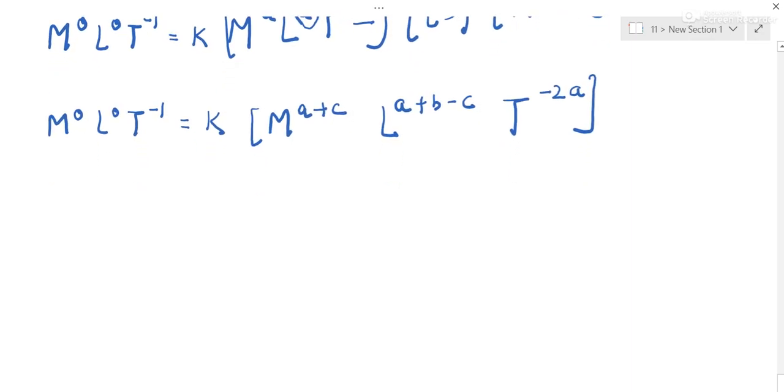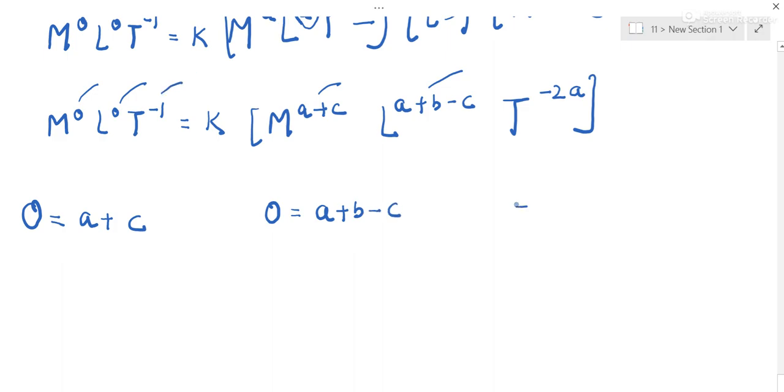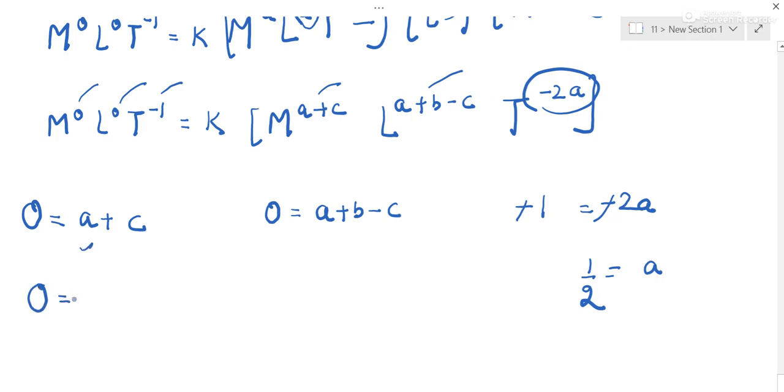Now we'll equate powers. Power of M should be equal to power of M. So 0 is equal to a plus c. Power of L should be equal to power of L. So 0 should be equal to a plus b minus c. And T to the power minus 1 should be equal to this minus 2a. So it is coming as minus minus cancelled. So a is coming as half. We'll substitute half here. So 0 is equal to half plus c. C is equal to minus half.